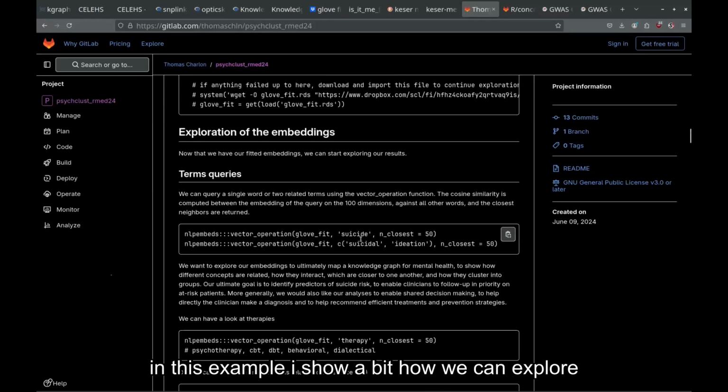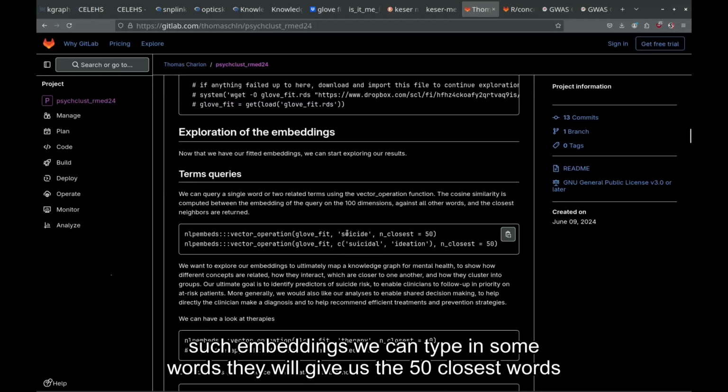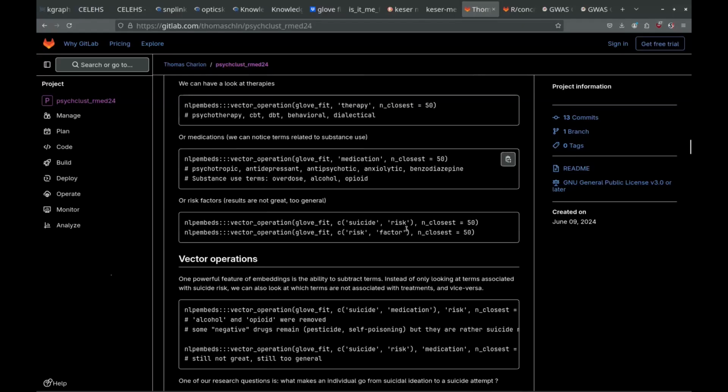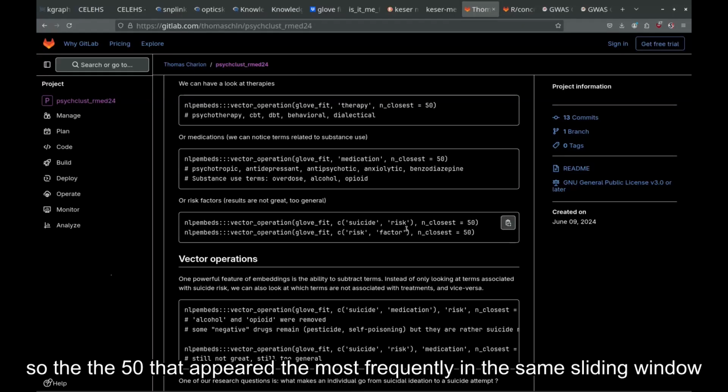In this example, I show a bit how we can explore such embeddings. We can type in some words, and they will give us the 50 closest words, so the 50 that appeared the most frequently in the same sliding window.